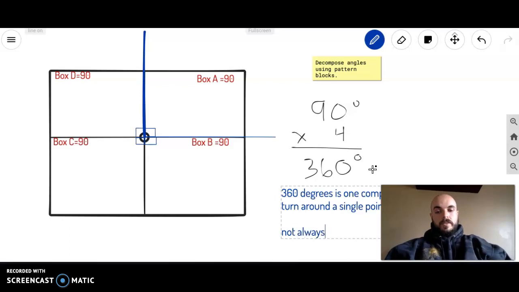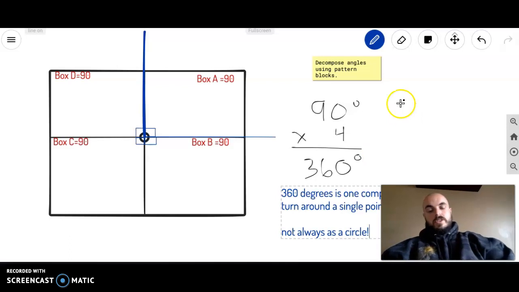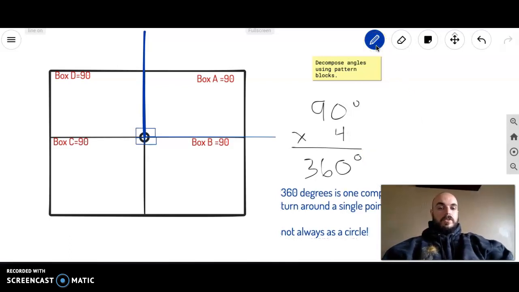Not always as a circle. So this works with any shape. Rectangles, triangles, all of those things, they all equal 360 degrees if you start in the center as a single point and go all the way around like we just did with this square. And you'll see a lot of examples in today's Zearn lesson. But of course, the most simple to look at and understand, aside from a circle, is a square because every angle inside the square is 90 degrees.